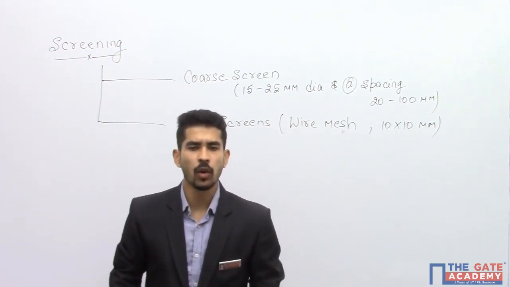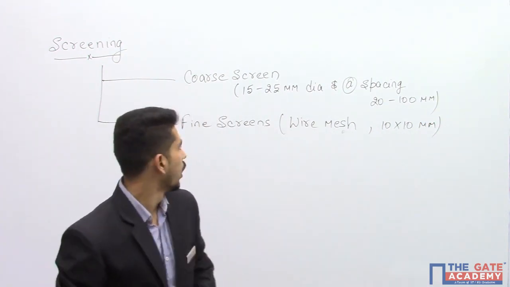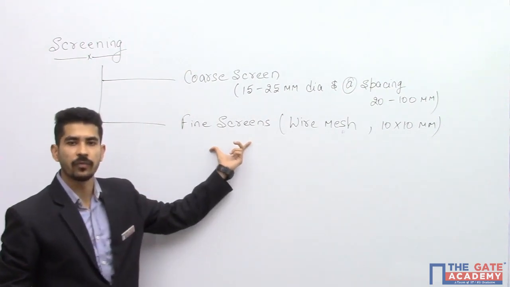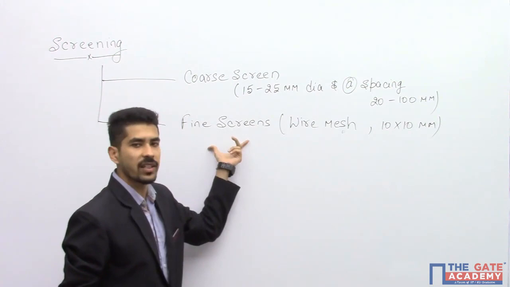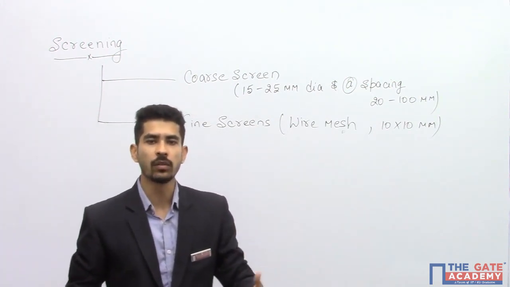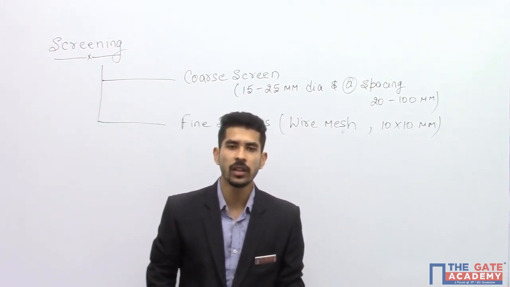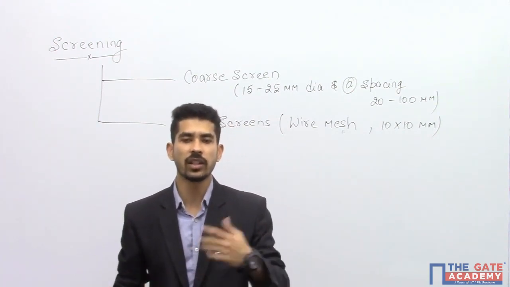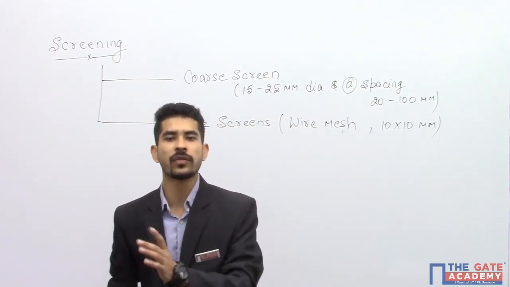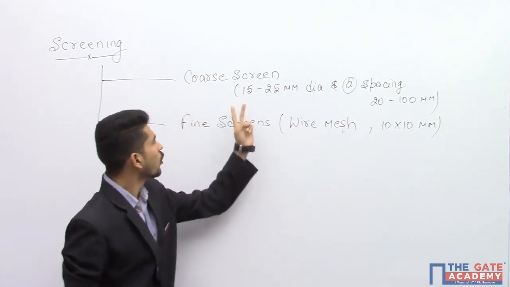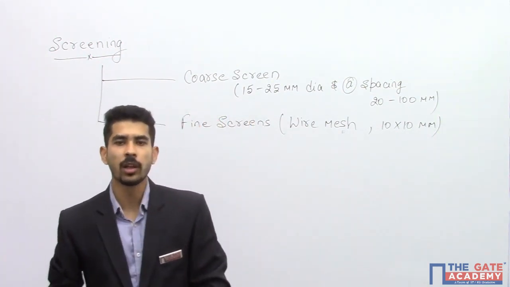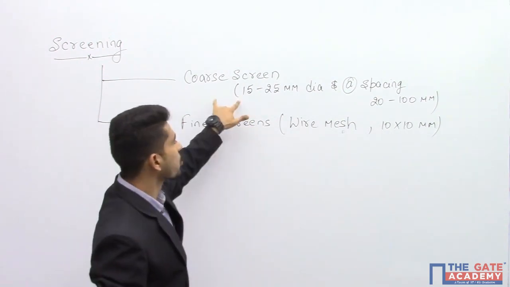Normally, in any raw water treatment plant, we do not use fine screens. We only use coarse screens. The reason is, fine screens get frequently choked. And when they get frequently choked, they require frequent maintenance, which ultimately increases the cost of the overall treatment. So, normally, fine screens are avoided. Whatever discussions we do in this part, we are doing it for the coarse screens.